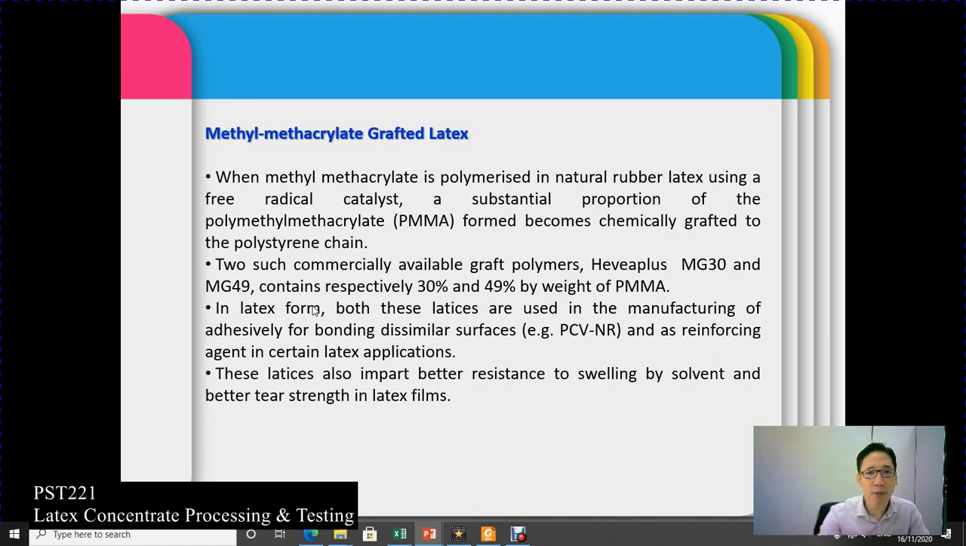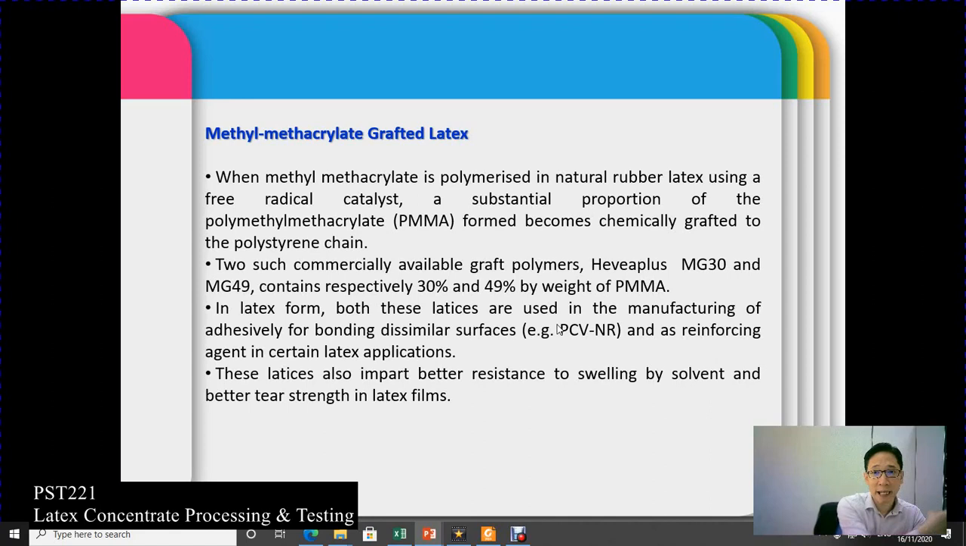In latex form, both these latices are used in the manufacturing of adhesives for bonding dissimilar surfaces, for example PVC and NR, and as a reinforcing agent in certain latex applications. These latices also impart better resistance to swelling by solvent and better tear resistance in latex film. So mainly the methacrylate grafted latex is used as an adhesive for bonding two dissimilar surfaces.